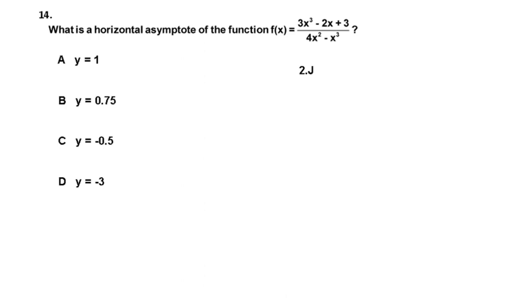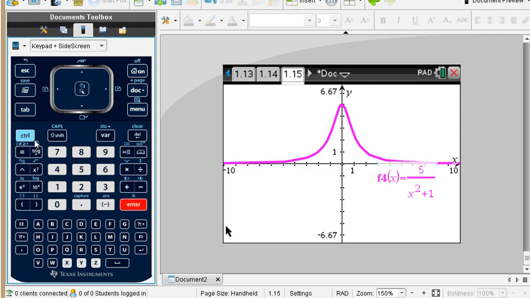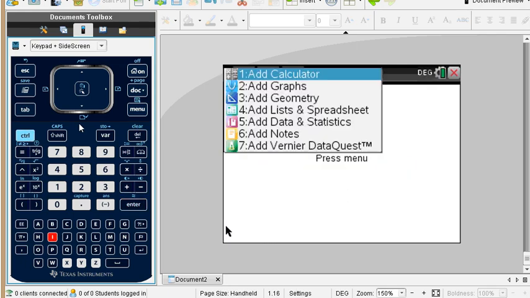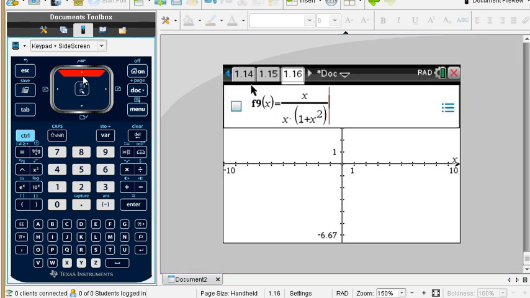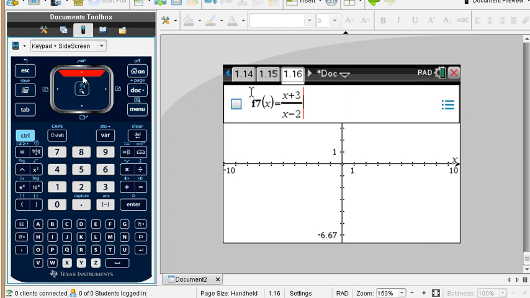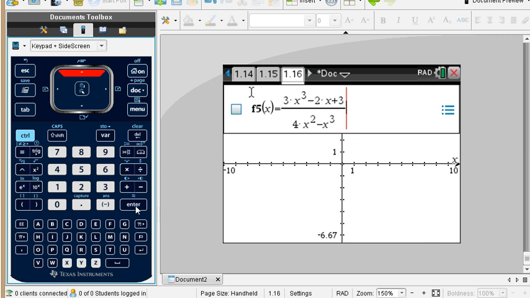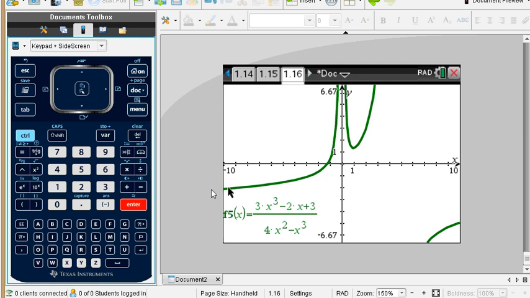14, what is the horizontal asymptote of the function f of x equals 3x cubed minus 2x plus 3 over 4x squared minus x cubed? I'm going to go to the calculator first, and then we'll come back and analytically work that out. If we go to Control I, add graph, we graph it, and we really can't tell readily what the horizontal asymptote is going to be, but we can either go through trace or table view.